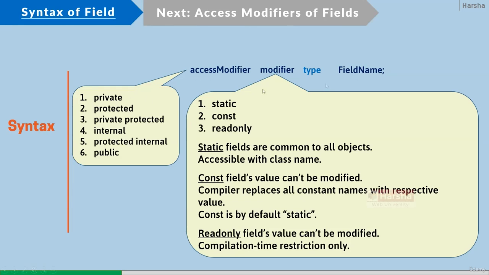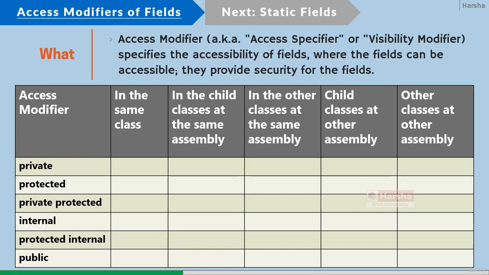While declaring the field, you can use any of the 6 access modifiers. Let us understand those access modifiers now. An access modifier in C# specifies the visibility or accessibility of a particular member of the class. That means it specifies where the particular member, that is the field, is accessible. It specifies whether the field is accessible in other classes or not.